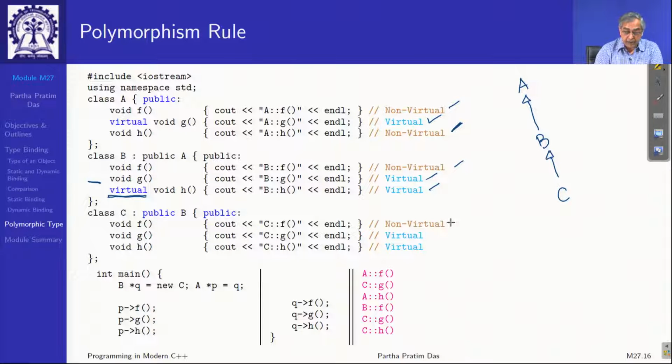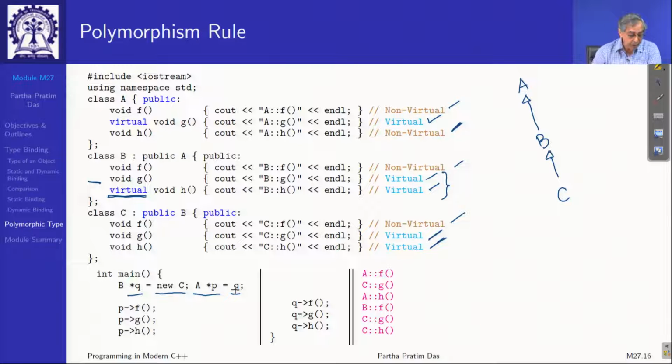Now, I have C, which is overriding all three of them. Now, F is non-virtual because it was non-virtual. G and H both have become virtual in B, so it will be virtual in C as well. So, with that, if I create a C object and put the address to a B type pointer, and have another pointer P, where I have upcast this pointer. So, P is an A type pointer, Q is a B type pointer, and the actual object both of them are pointing to is a C type object.